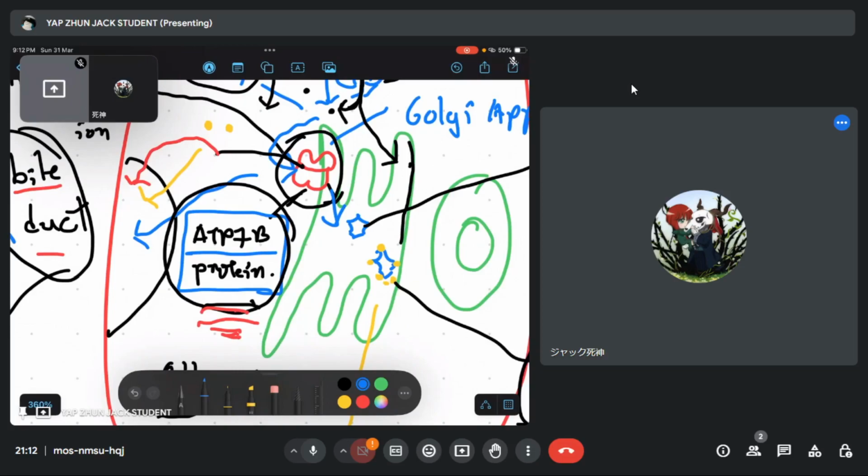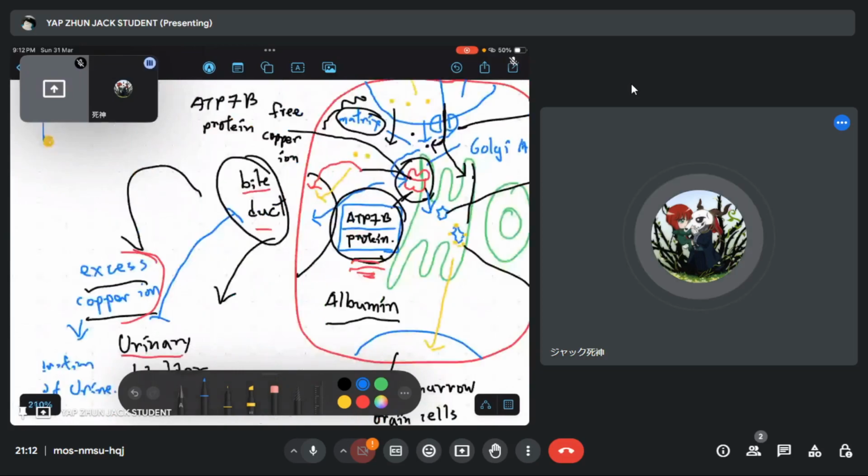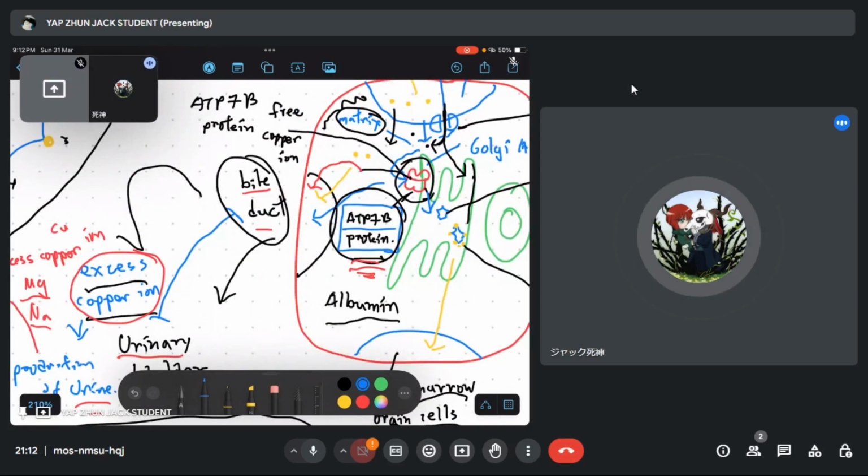Okay, now we will talk about the excess copper ion first. When it's pumped out to the bile duct, when we talk about bile duct, in our mind it will link with the urinary bladder. Why? Because bile ducts will transport the excess copper ions to the urinary bladder and produce the urine, to use the urine to excrete all of the excess copper ion. Actually, not only excess copper ion, it also includes magnesium and sodium. This is why your urine has a slightly salty taste. Okay.